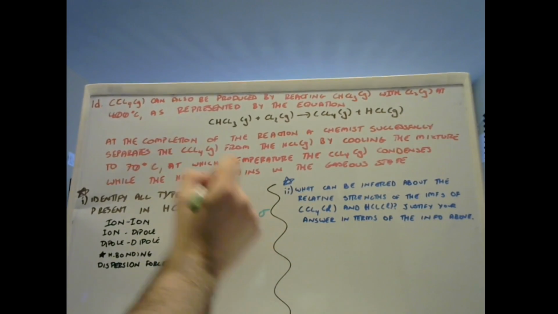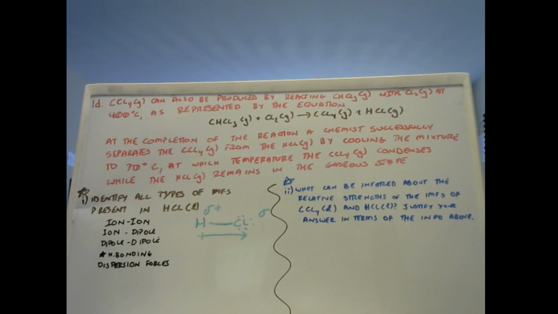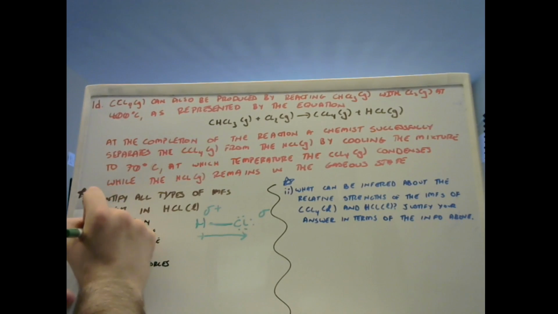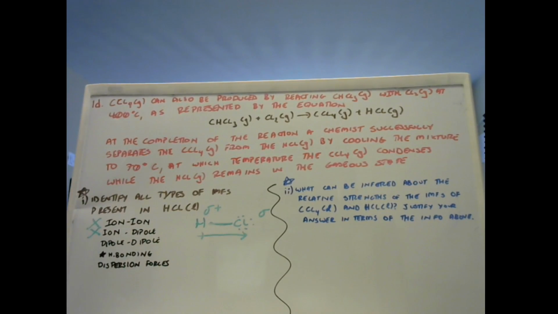Partial negative, partial positive. So let's go through the list then. Is it ion-ion? No, because it's not between a metal and a non-metal. There are no ions present. So ion-ion, ion-dipole right off the bat.